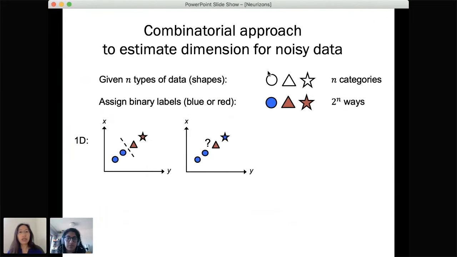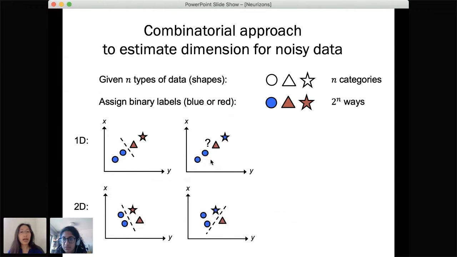So you can see that when the data lie in a one-dimensional arrangement, there will be some assignments in which we can separate the blue from the red, and there will be some other assignments in which it is difficult to separate them. When the data are lying in a higher dimensional space, there will be more binary assignments, on average, in which it is possible to separate the data.